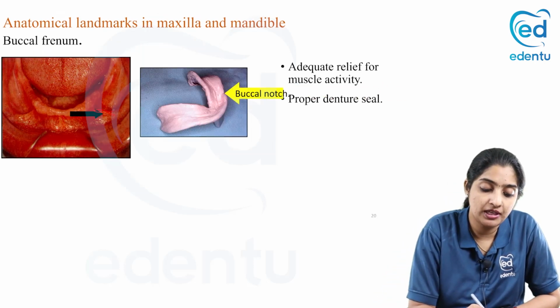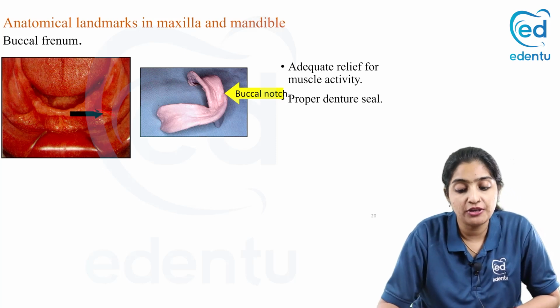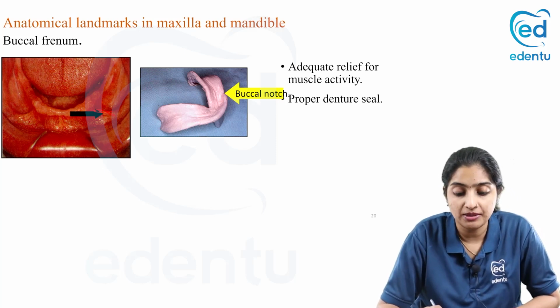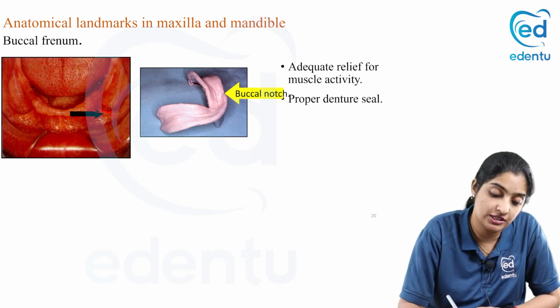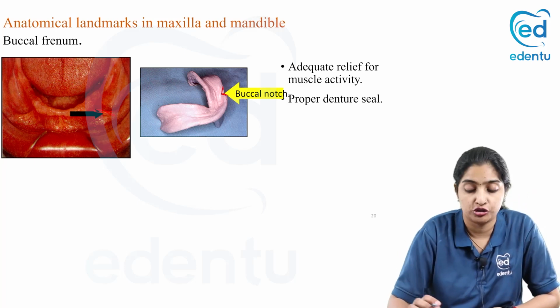This is your buccal frenum again. Adequate relief for proper muscular activity is needed, and it also ensures a proper denture seal. In the impression or the denture, it comes as a buccal notch.